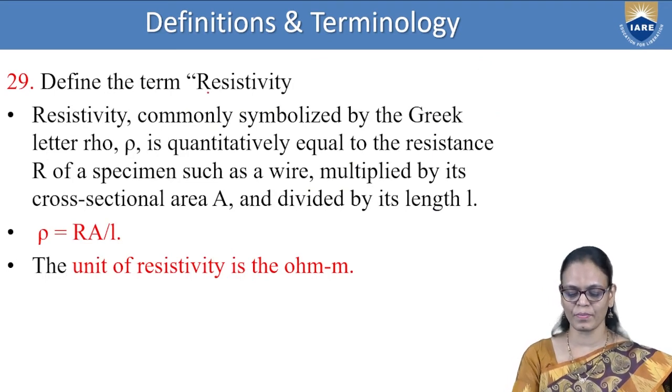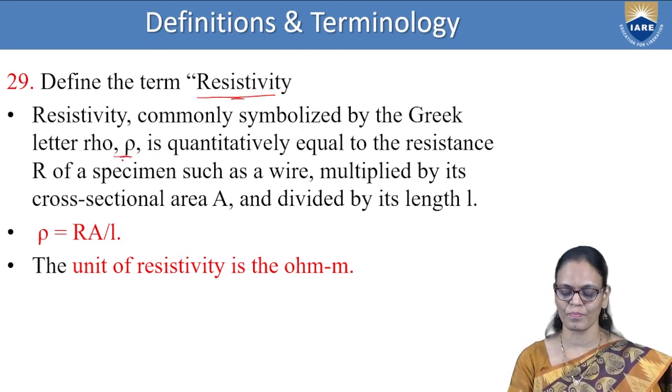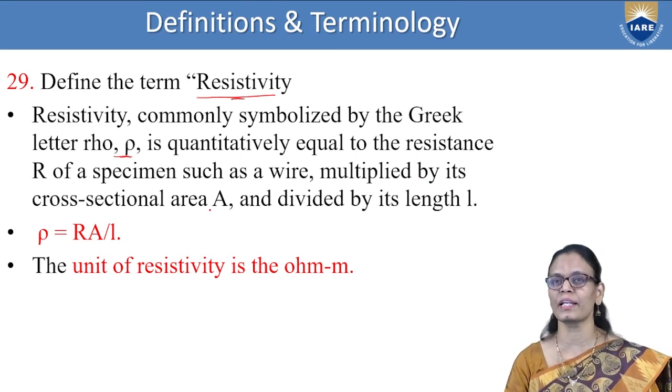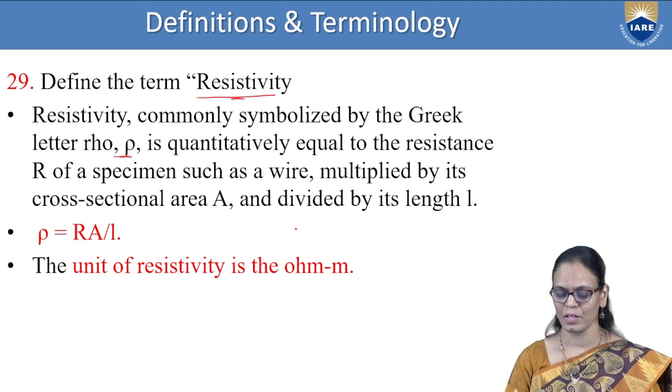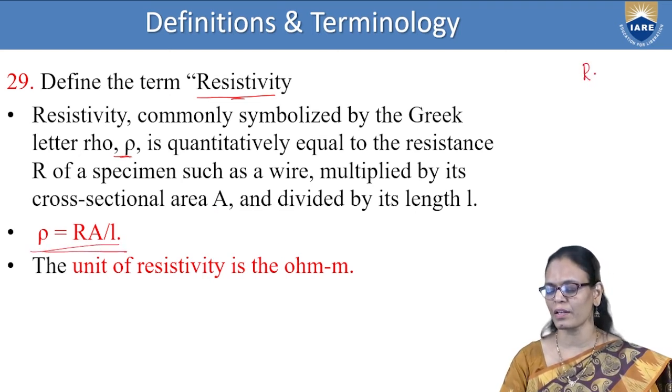Define the term resistivity. Resistivity, commonly symbolized by the Greek letter rho, quantitatively equals the resistance R of a specimen, such as a wire, multiplied by its cross-sectional area and divided by its length. We have already discussed this formula. We have seen R is equal to rho L upon A.